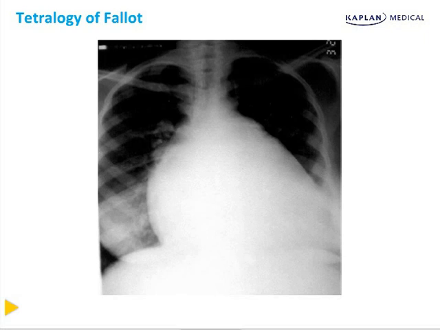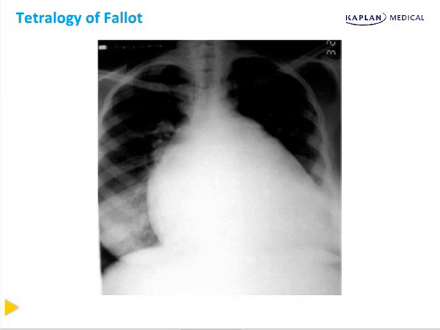There's also decreased vascular markings. Decreased vascular markings because there is less blood flowing through the pulmonary vasculature than there should be, because it's flowing through the VSD into the left ventricle. This is all I really want to mention about tetralogy of Fallot. If there's one heart defect to know, it's this one.